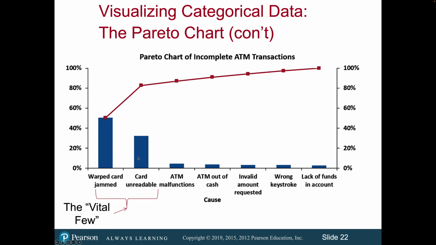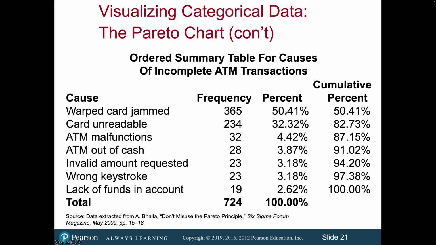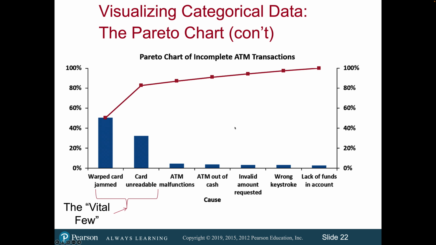So again, it's cumulative. This is about 50.4. But if I add 50.4 and 32.3, I get about 83. So that's the reason this point right there, if I bring it over, you can see that that's about at 83%. So it's kind of a cumulative frequency measurement, as we've seen before.